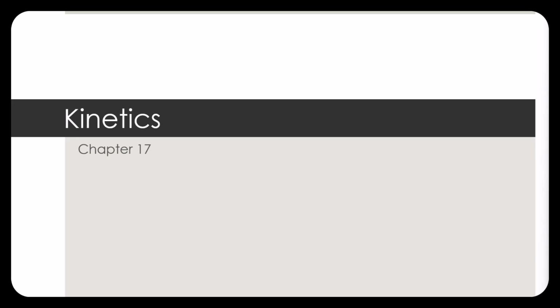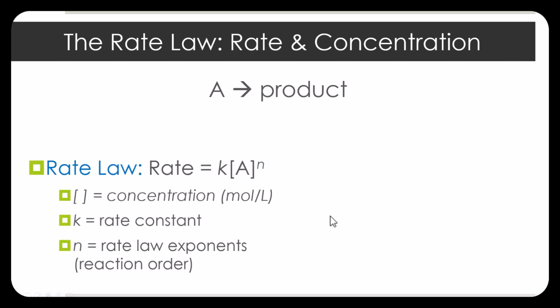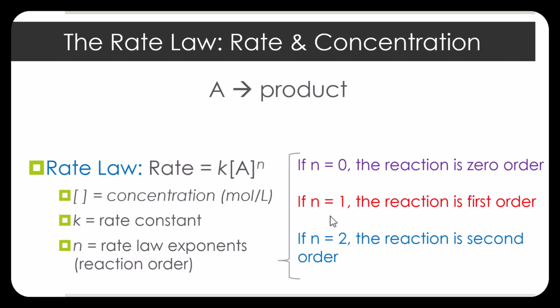Hey guys, welcome back to chapter 17. What we're going to do today is look at data and be able to predict or determine what order a reaction is. So just as a reminder, the orders that we are going to deal with are zero order, first order, second order.